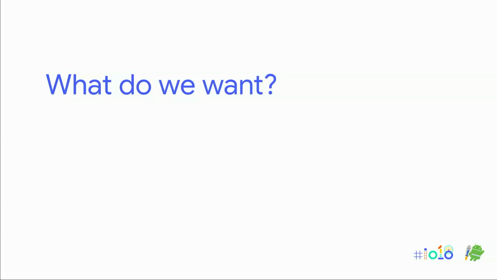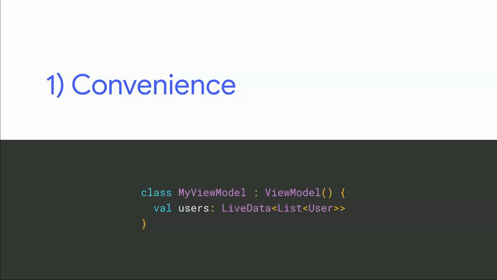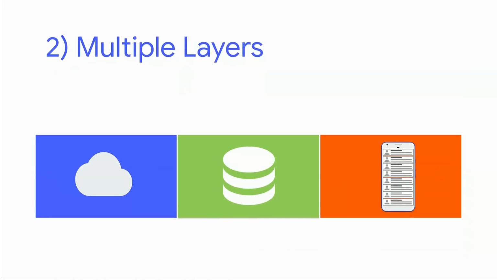So what are we looking for here? First, we like that convenience. It's so nice to tell the database, give me a live data of list of users. We want the same convenience. We want to handle multiple layers. We want to be able to bring data from the server, put it in the database, and put it in the UI. And this should be very easy to implement.